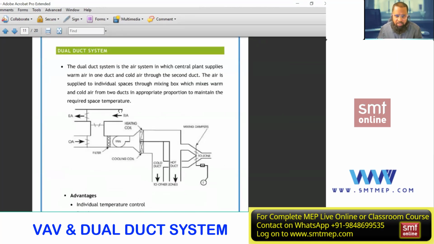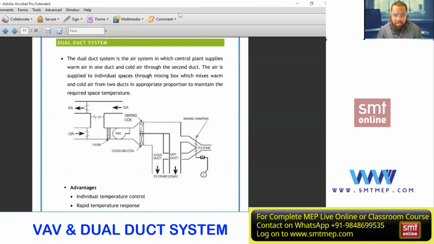Dual duct means two ducts, right? One is to supply the cool air and one is to supply the hot air. Starting with the return air from the spaces, some air is going to exhaust. Equal to what? Equal to fresh air. Say, for example, as per thumb rule, say 30%. 30% exhaust, so 30% fresh air.